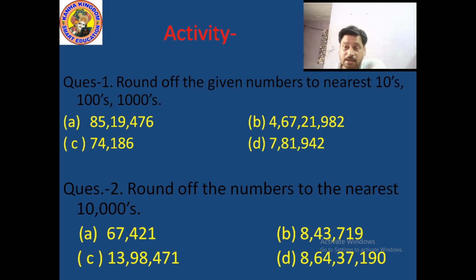But if tens place is same as 5 or more than 5, here also you convert tens place and ones place into 0, but you have to add one more number in 100 place, and rest 1000 place, 10,000 place, whatever the place is left, all are same.